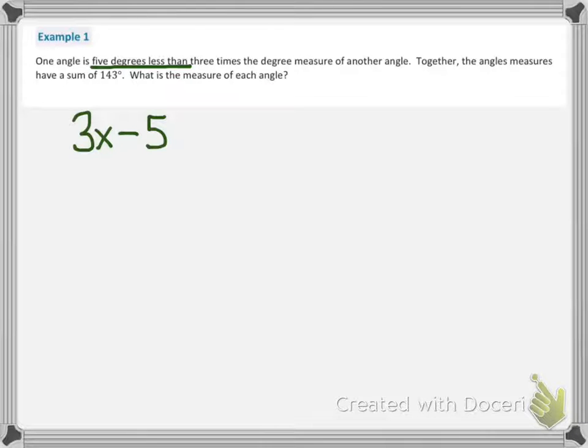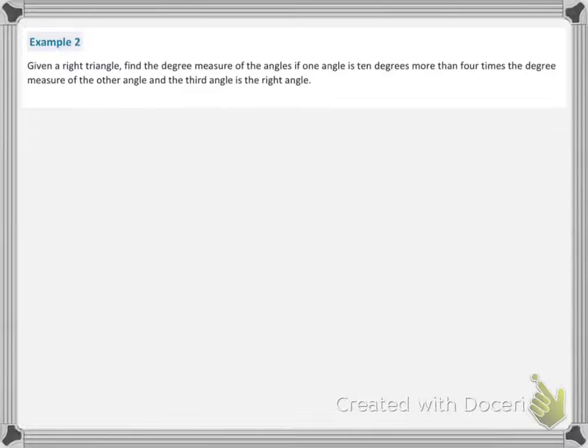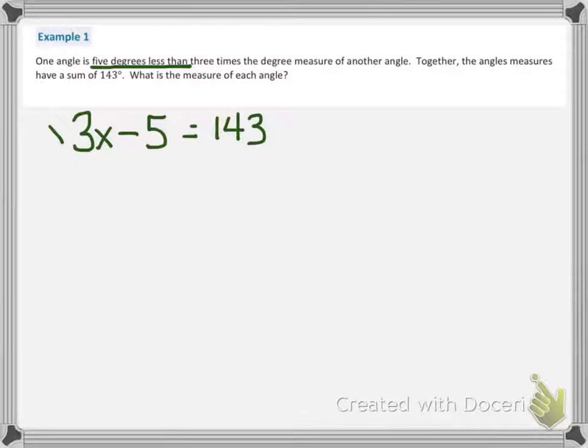Together the angles' measures have a sum of 143. So when I add those two together, I get 143. So one angle is 5 degrees less than 3 times the degree measure of another angle, and there is another angle, which is the x, the original angle. So we've got the original angle, and the one that's 5 less than 3 times. And so we can add these together and simplify.